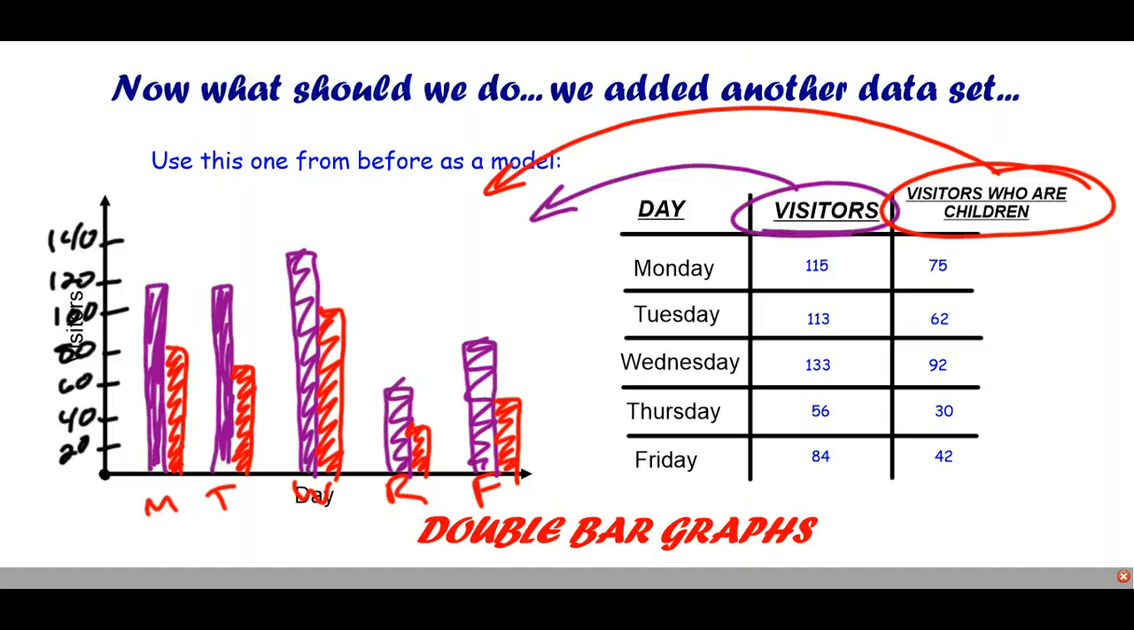But the key thing about a double bar graph is we have to have what's called a legend that tells us what bar color or what bar style means what. In this case, our legend is our color coding on the table. But if we didn't have the table here, we would have to mark that regular visitors are purple and children visitors are red. Now, apart from a bar graph, we can also talk about what's called a line graph.